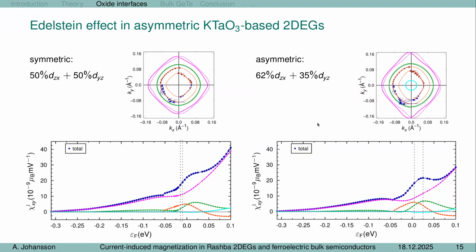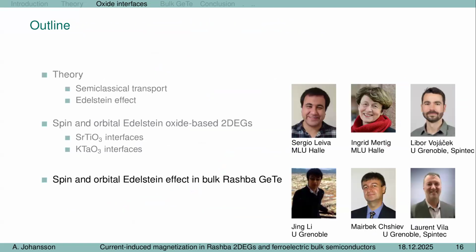So originally, this Edelstein effect has been predicted for two-dimensional electron gases at surfaces or interfaces, but there is no reason that there is no Edelstein effect in bulk materials. So there have been predictions for bulk crystals which have broken inversion symmetry in their lattice structure. And one of these materials, which is quite interesting from an Edelstein perspective, is germanium telluride. This is a ferroelectric semiconductor which exhibits a bulk Rashba effect.